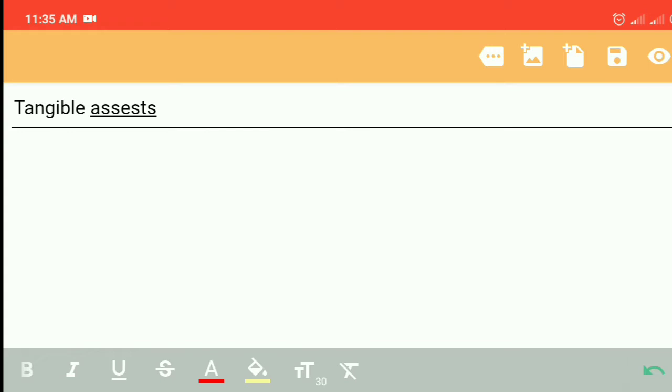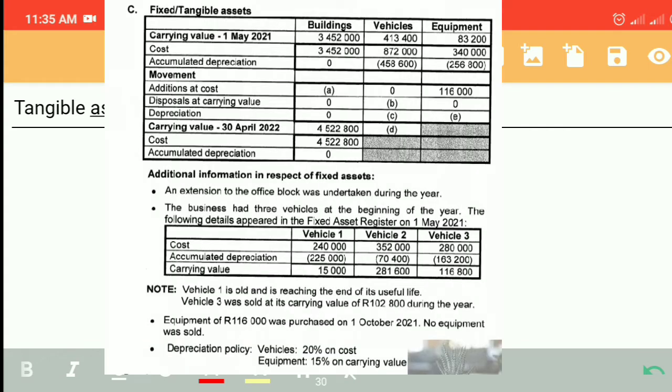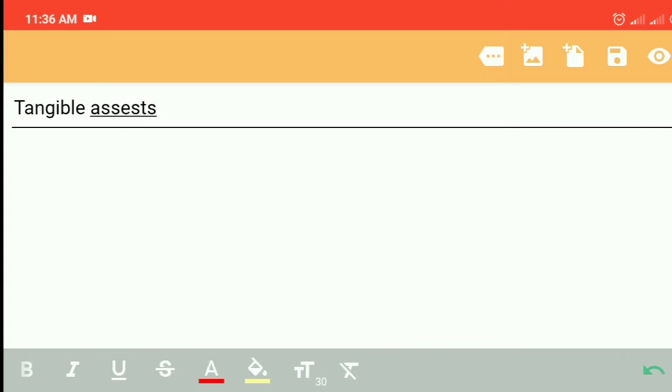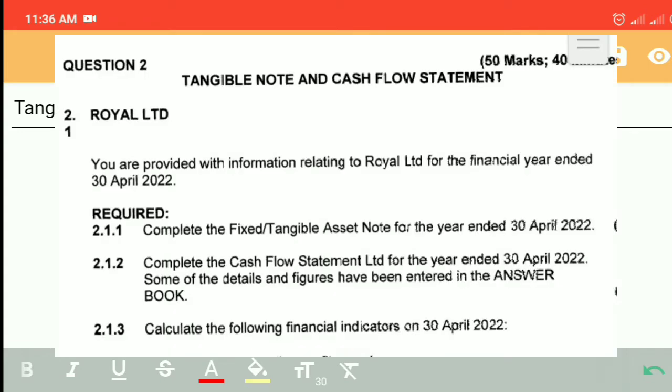We are going to start here. As you can see, tangible assets, carrying value, cost, accumulated depreciation, movement, additions at cost, disposals at carrying value, depreciation, carrying value 30 April 2022, cost, accumulated depreciation. So let's check when the financial statement ended. As you can see, the financial year ended on 30 April 2022. Don't forget that.